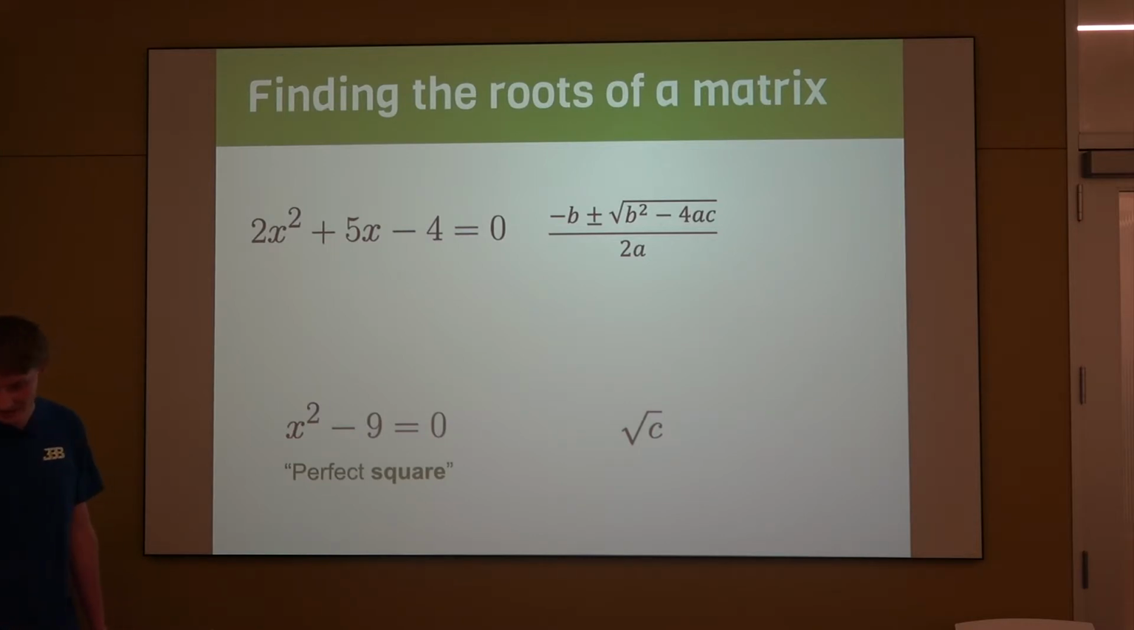So to reiterate, basically what I want to do is find the roots, and with the quadratic formula I can find the roots of any second-degree polynomial fairly easily. But in a more easy situation, I'm going to have a perfect square. And what I can do with the perfect square is I know my roots are just going to be equal to plus or minus c, and in this case 9. So I'm going to get plus or minus 3 as my roots.